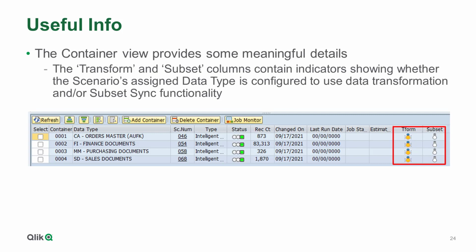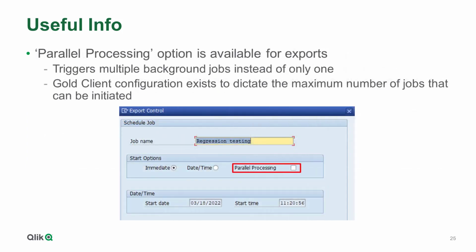The transform and subset columns contain indicators showing whether the scenario's assigned data type is configured to use data transformation and/or subset sync functionality. If the light is on, then the corresponding configuration has been defined and will be applied during the export process. The parallel processing option is available in Export Control, which allows the user to initiate their export using multiple background jobs versus only one job. Of course, this setting is useful for accelerating the completion of the export, especially for larger data sets. Please be aware that GoldClient has configuration that will dictate the maximum number of jobs that can be initiated.